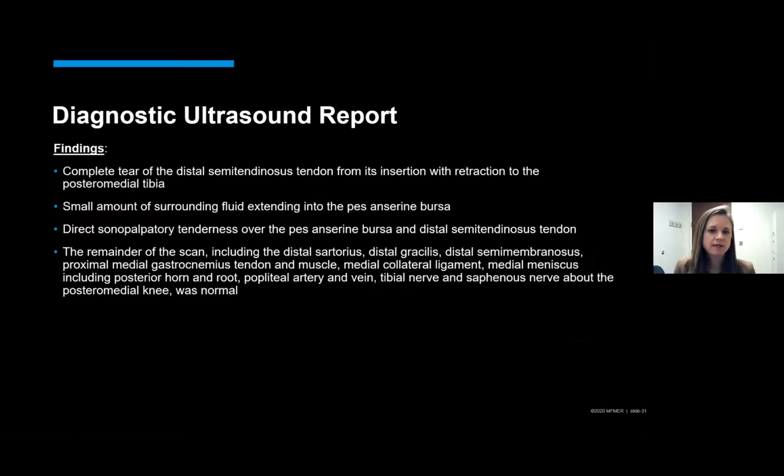So it's important when we're discussing the findings that we're describing what is seen rather than interpreting what is seen. And so with this individual, there was a complete tear of the distal semitendinosus tendon from its insertion with retraction to the posterior medial tibia. There's a small amount of surrounding fluid extending into the pes anserine bursa. And then there was direct sonopalpatory tenderness just over this region of the distal semitendinosus tendon. And then the remainder of the scan, which I went through today, was normal.